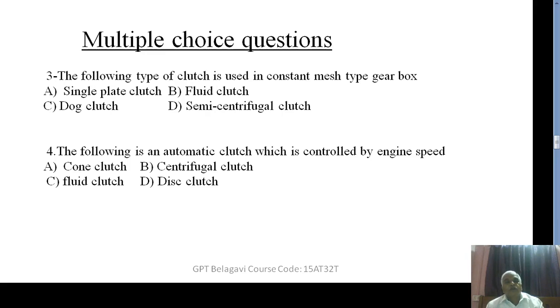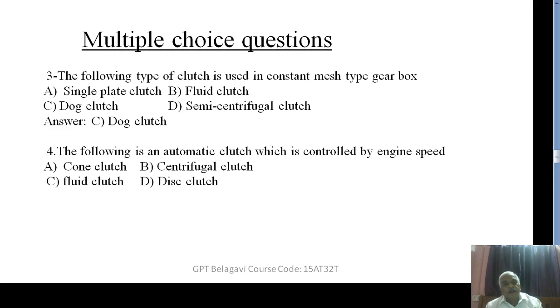So out of these four, single plate clutch we are using in the transmission system, not in a gearbox. Fluid clutch is also used in the power transmission system, not in a gearbox. And semi-centrifugal clutch is also used in the power transmission system, not in a gearbox. Therefore, the right answer for this particular question is C, dog clutch.